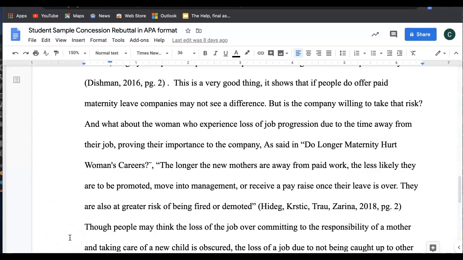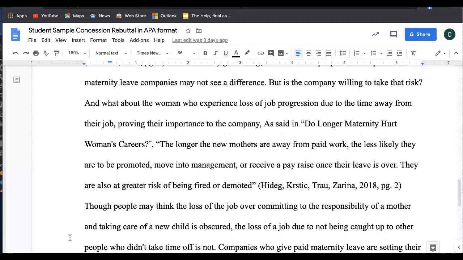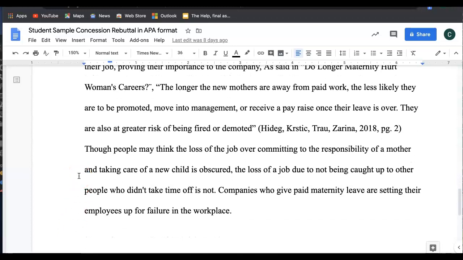Now they need to connect their claim to the evidence. Though people may think the loss of the job over committing the responsibility of a mother and taking care of a new child is obscured, the loss of a job due to not being caught up to other people who didn't take time off is not. Remember, we are supposed to show how the claim that is being made by you, the author, is much stronger than the counter argument. Companies who give paid maternity leave are setting their employees up for failure in the workplace.